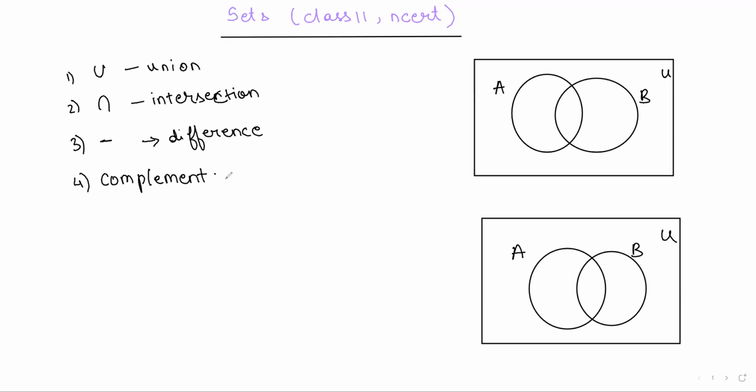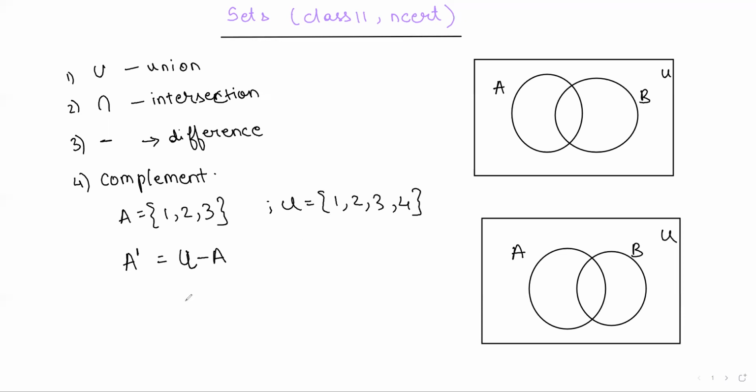The fourth one is complement. Now, if A is a set, say 1, 2, and 3 are the elements of set, then complement of set is written as A dash or A complement, and its value will be equal to U minus A, where U stands for universal set. In this question, the universal set is 1, 2, 3, 4, then the value of A complement will be 4. In short, if you take the union of A and A complement, you will always end up with U.